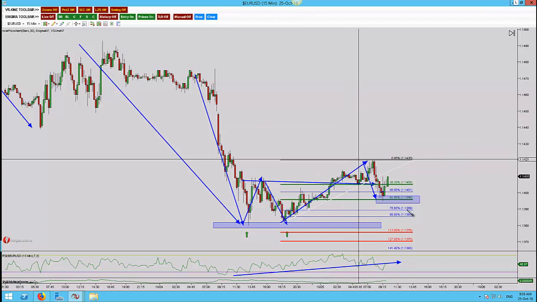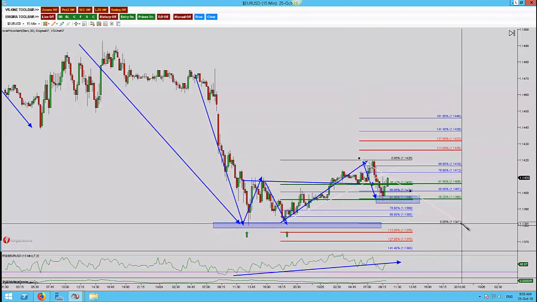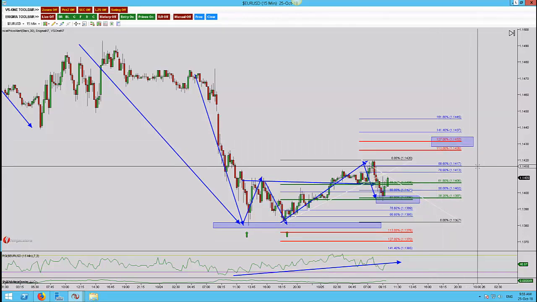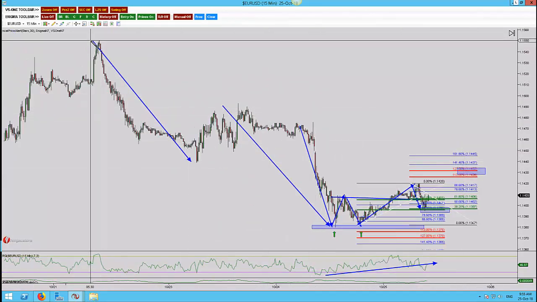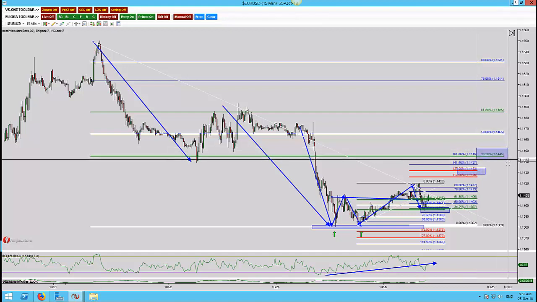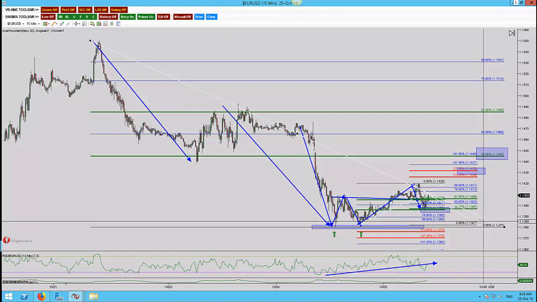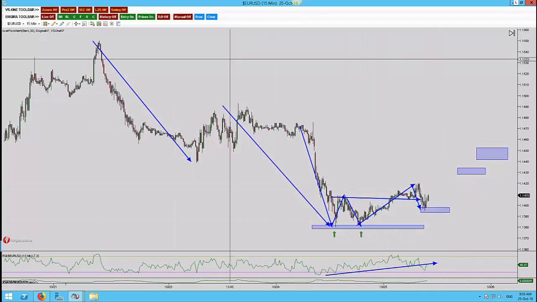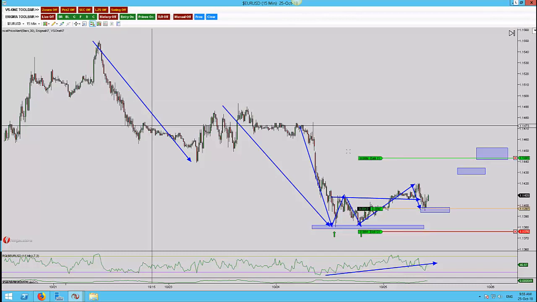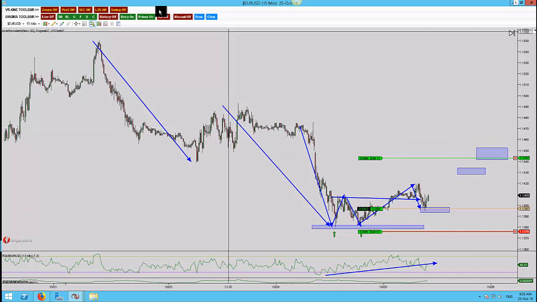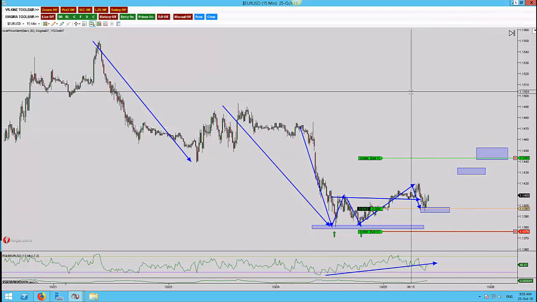We can then look for an extension higher. Now you can do a few things here. You can look for a 127 extension, which will bring you in just here. What I'm actually doing is playing for the 382 of the AB equals CD pattern, because that's something that I've tested, and that actually comes in up here. So it gives me a better risk to reward in terms of targets. If I just bring the orders back on, you can see that I'm playing for this upper level here, this 382 fib. So that is the trade, 20 pips for 50.